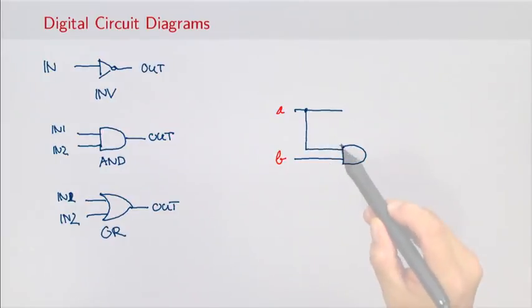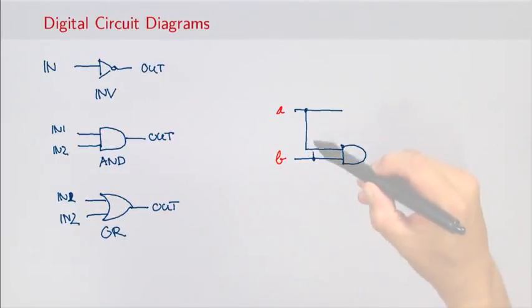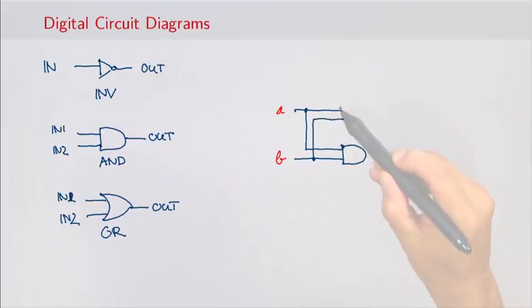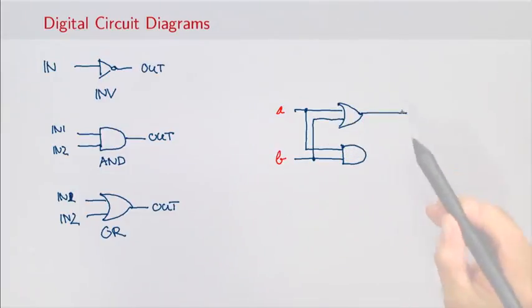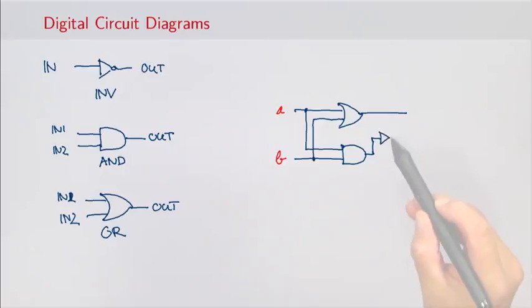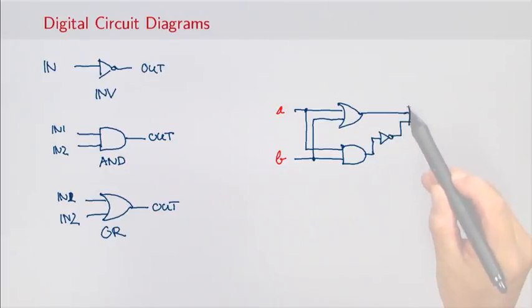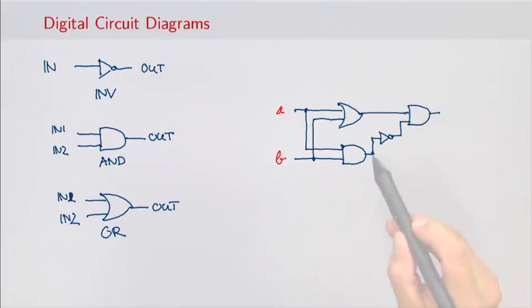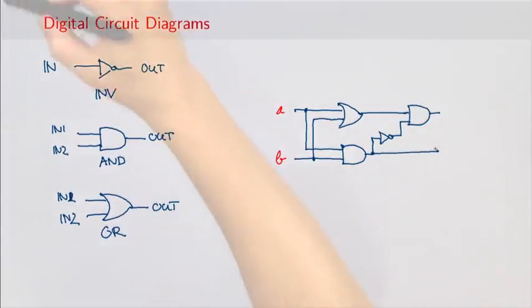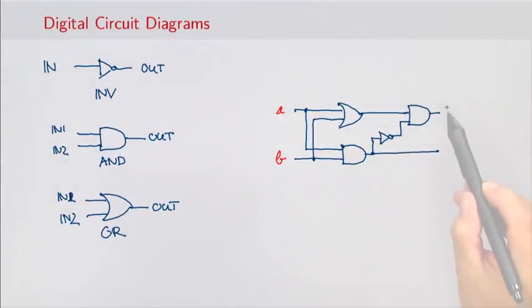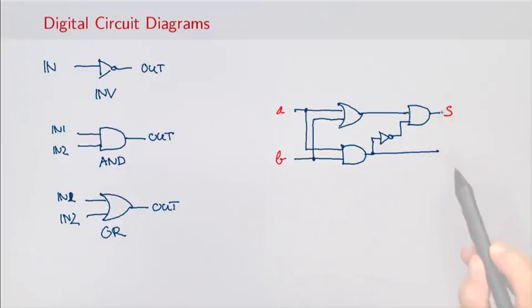That's written like this. And at the same time form the OR of the two inputs. That's written like this. And then we place an inverter after the AND. And finally another AND gate here. And that gives us the sum on this wire and the carry on this one.